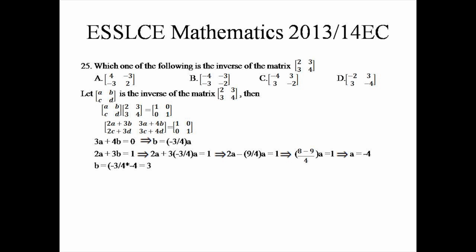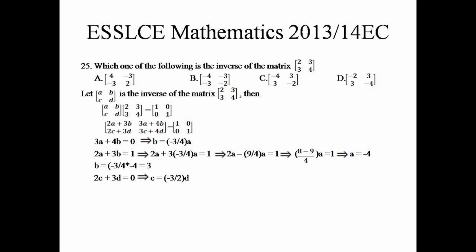Again, from the equality of the two matrices, we can learn that the first element of the second row of the matrix at the left is equal to the first element of the second row of the matrix at the right. That is 2c plus 3d is equal to 0, meaning c is equal to negative 3 over 2d.